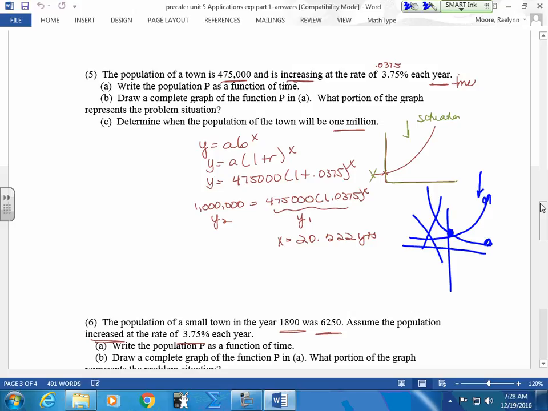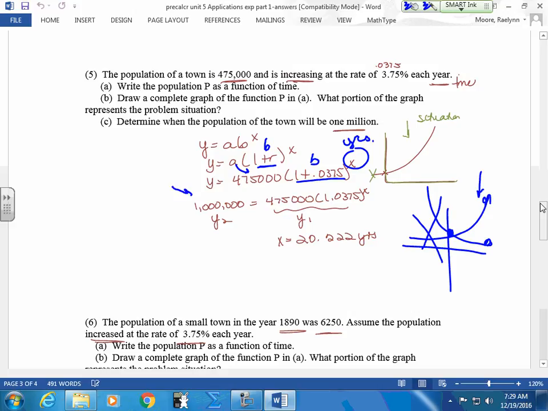Again, I'm increasing at a rate. Here's my B. This is my increase. I put my increase in here. This is my B. My initial population is 475,000. This is my A. Each year. So X is my time in years. Your complete graph comes from the other side. Your situational graph is just quadrant 1. Determine when it will be 1 million.